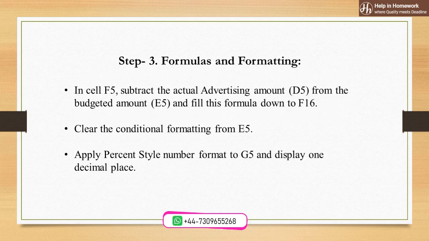Step 3. Formulas and formatting. In cell F5, subtract the actual advertising amount, D5, from the budgeted amount, E5, and fill this formula down to F16. Clear the conditional formatting from E5. Apply percent style number format to G5 and display one decimal place.